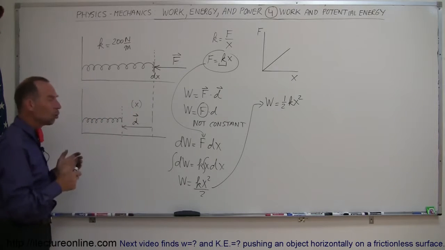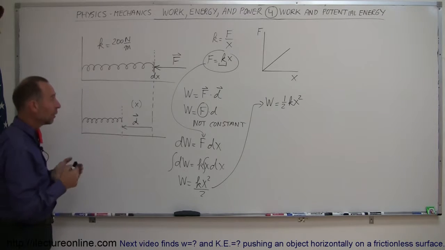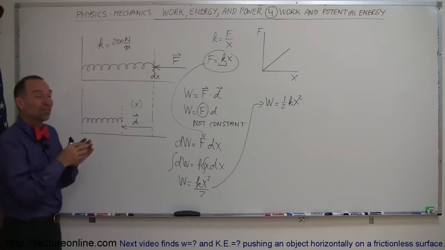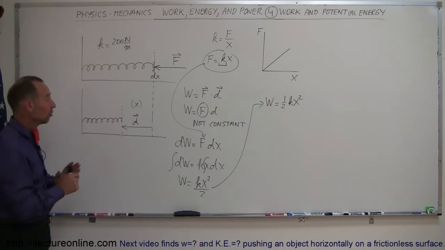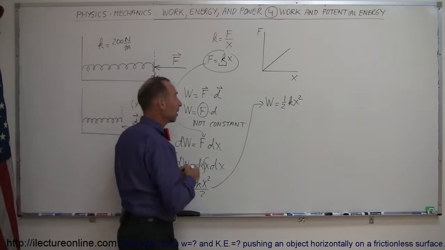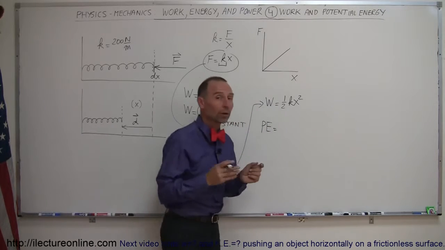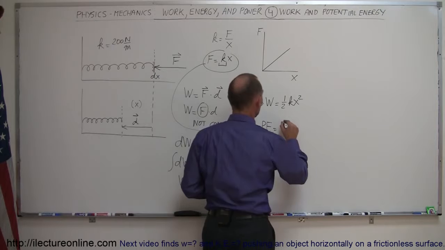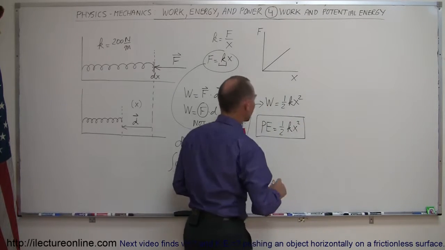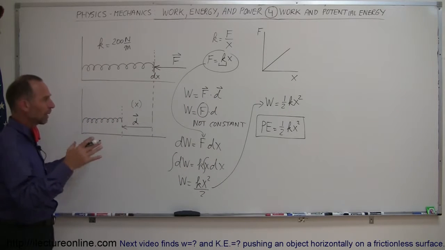Now, what does that work do? If we assume that there's no loss of energy due to overcoming friction, which with a spring is pretty well the case, then all of that work was used to put energy into the spring. Since the spring is not moving, it's not kinetic energy, so it must be potential energy. By definition, the potential energy gained by compressing a spring must equal the work done to compress the spring, which is 1/2 kx squared. That's how we can figure out how much energy is stored in a spring by compressing it.